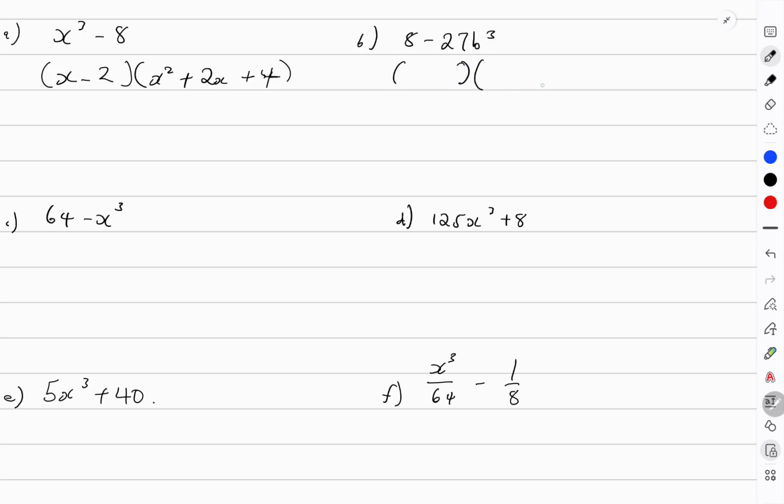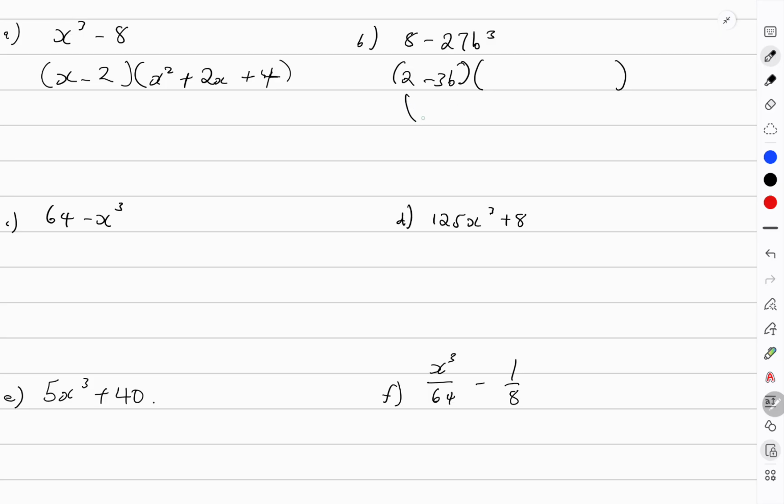You write the small bracket, then after you write the bigger bracket. In the small bracket, you write the cube root of 8. What is the cube root of 8? It's going to become a 2. And what is the cube root of negative 27? It is going to become a negative 3. What is the cube root of b to the power of 3? It is going to become b. That is what you write on the small bracket.